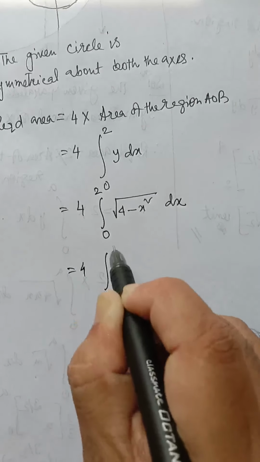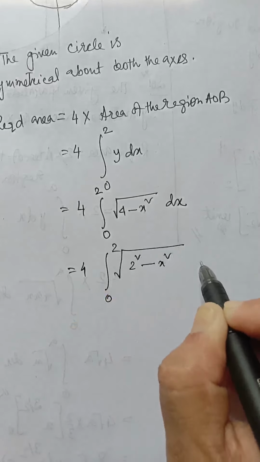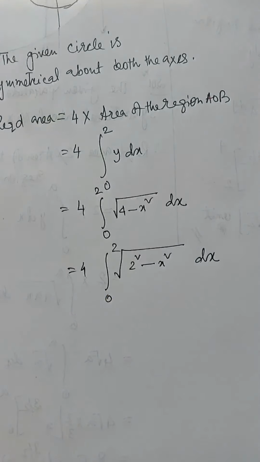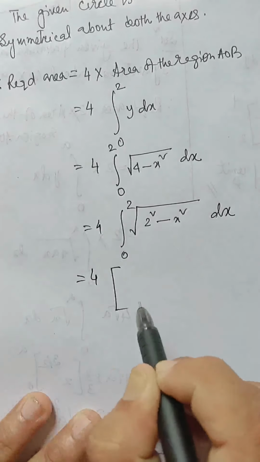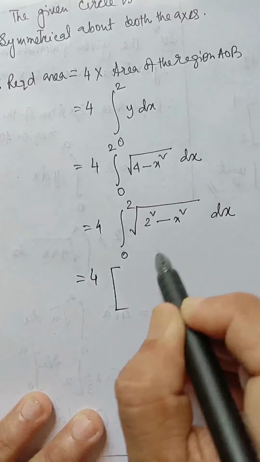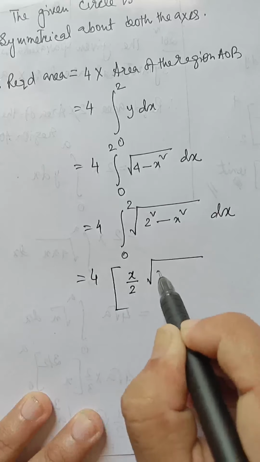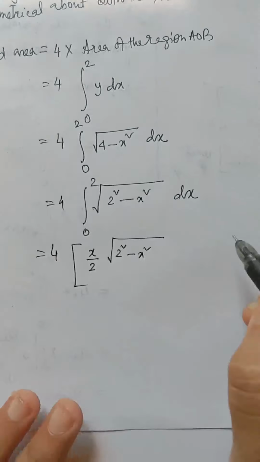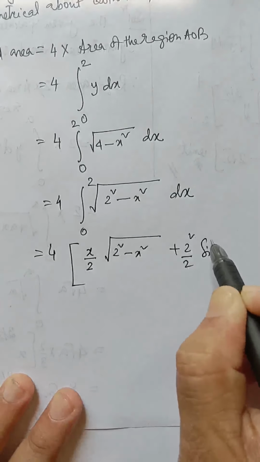This integral is of the form root over a square minus x square. The formula for this integration will be x by 2 root over a square minus x square plus a square by 2 sine inverse of x by a.